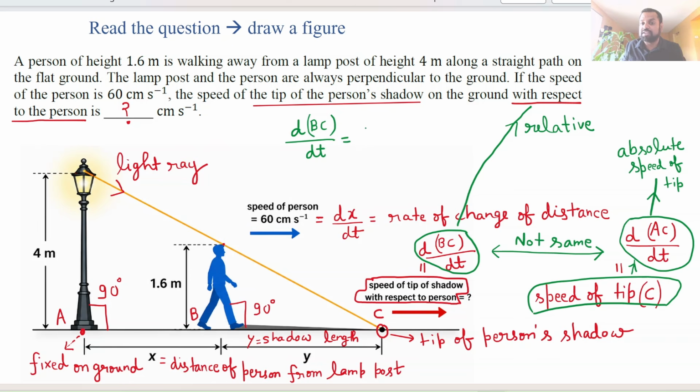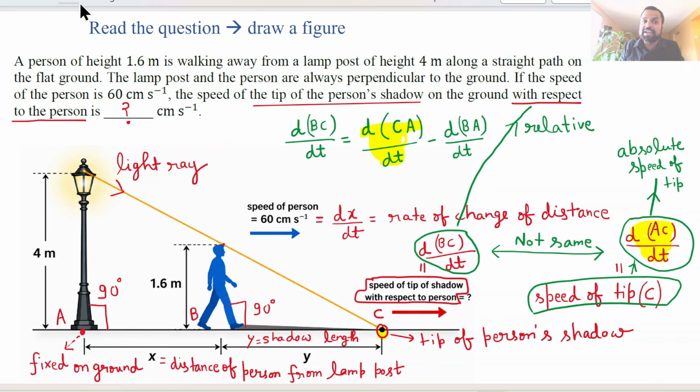So let me write it. You can also write it as dCA by dt minus dBA by dt, right? So let me show you. dCA by dt, this value is how fast point C is moving, which is the absolute speed.